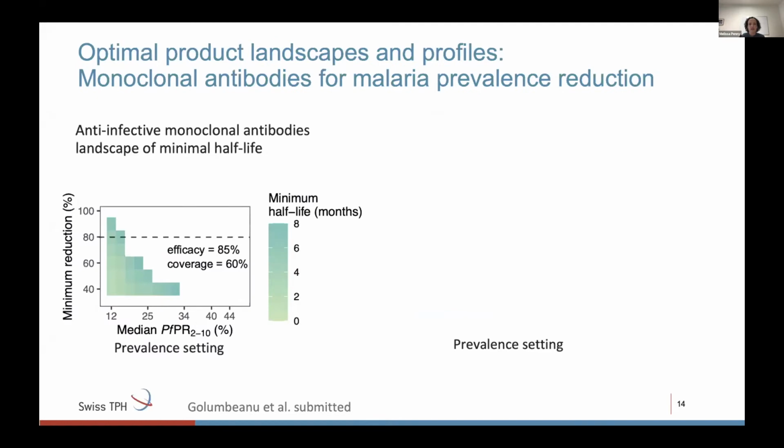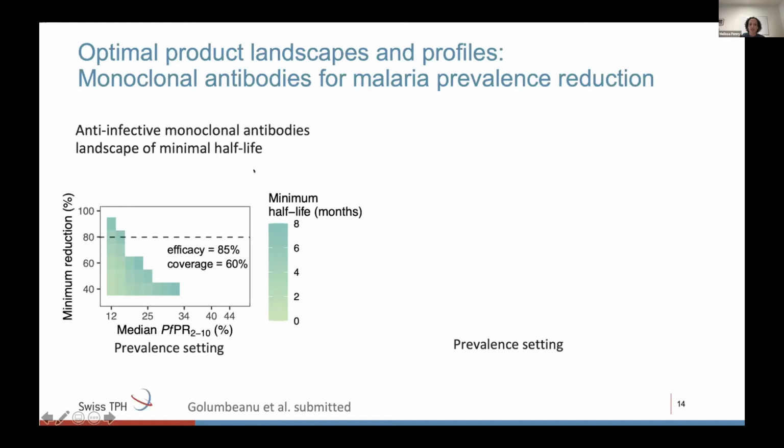This is an example here for an anti-infective monoclonal antibody. A monoclonal antibody, in this sense, if an individual is given the antibody, it protects you against infection. And the question that we have to answer here for the product developers is, how long does this monoclonal antibody need to be active to be useful to add into our tool arsenal to combat malaria?